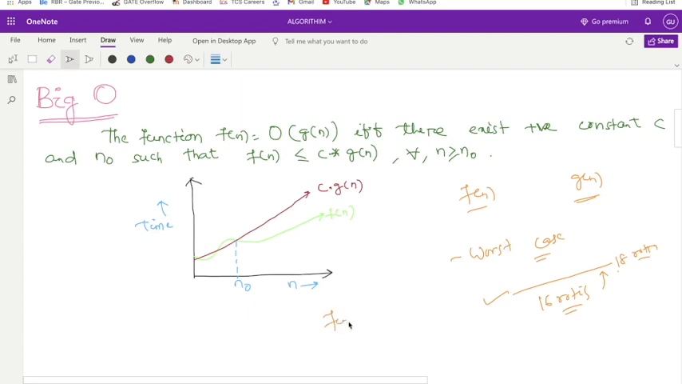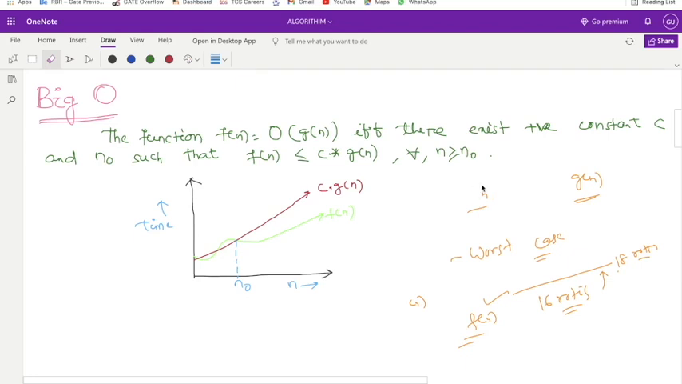Let's suppose f(n) is the function given. If I write f(n) equals O of g(n), g(n) is greater than f(n). f(n) cannot exceed g(n). The value of g(n) for some value of n will always be greater than the value of f(n) for that same value, right? So let's see what the definition of big O is.